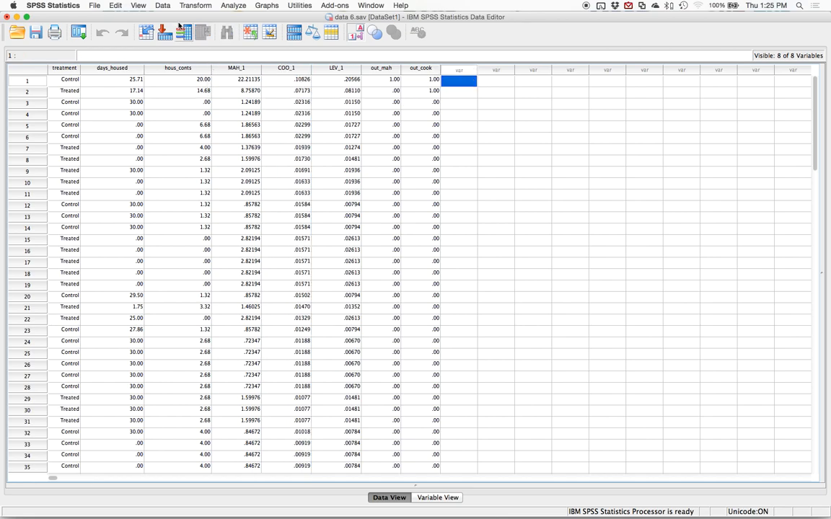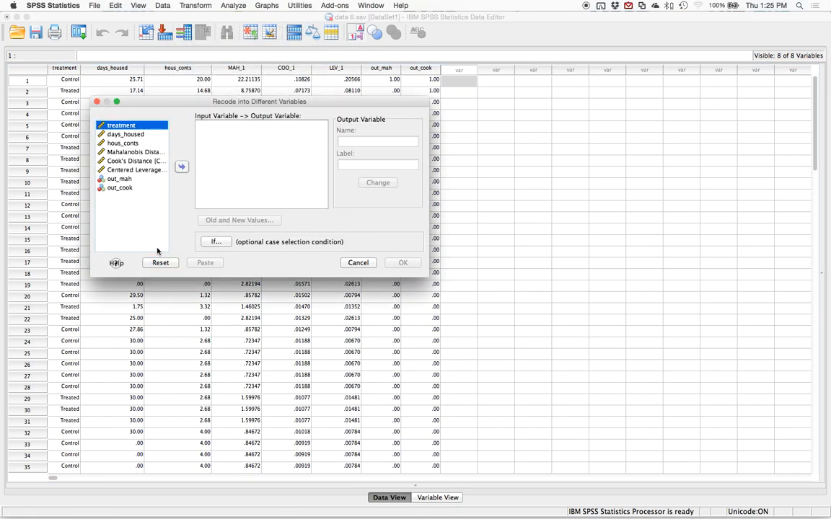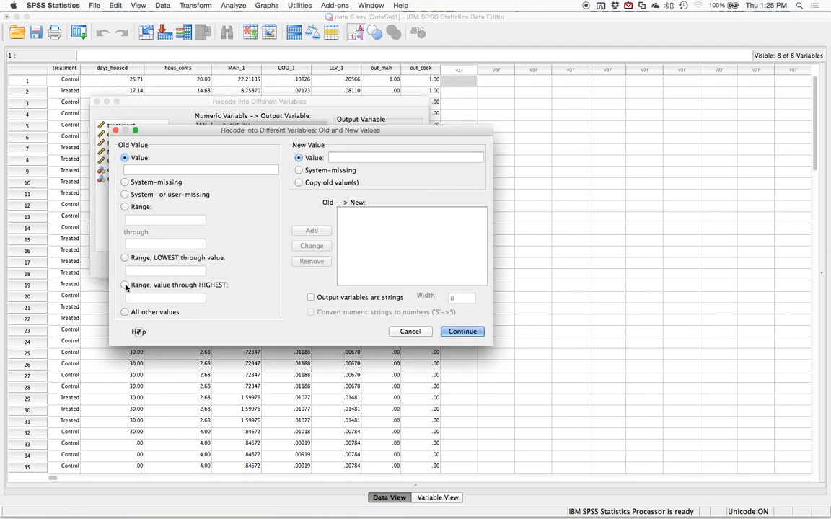One more time for leverage. So transform, recode into different variables, reset. Centered leverage, let's call it outlev. Change, old and new values. So what's the formula for leverage? Well, it's 2 times k plus 2 divided by n. So that's 2 times 2, because k is 2, plus 2. So that's 6 on the top divided by 109 is 0.055. Oops, too many zeros.